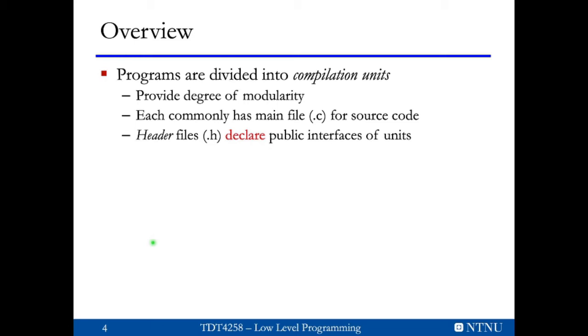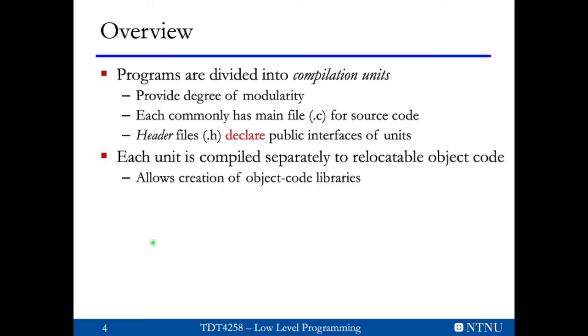And each of these compilation units commonly has a main file, a C file, which contains its source code and optionally a number of header files, and these header files declare public interfaces of units, so which functions, which variables are accessible from other compilation units in your complete program. In C, this is different to Java, for example.